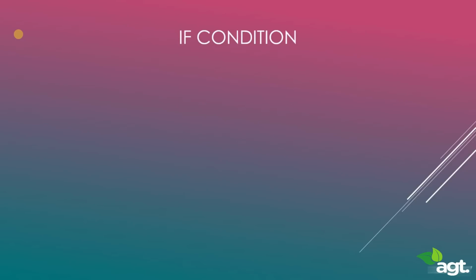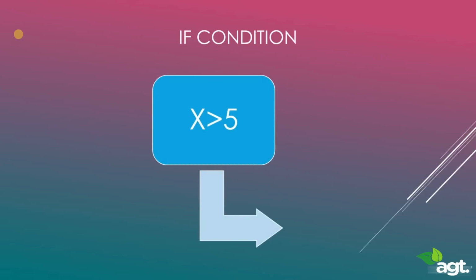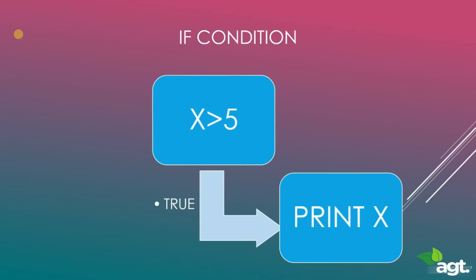Now the basic logic behind the if statement is that there will be a condition, and if the value of that condition is true, then the following set of statements will be executed. Now here is a flowchart which shows an example. If the value of x is greater than 5, then we will print the value of x. So this is the logic behind the if condition. That is, if the condition inside the if is true, then the statements inside the if statement will be executed. Now you will understand this better as we try out a program.